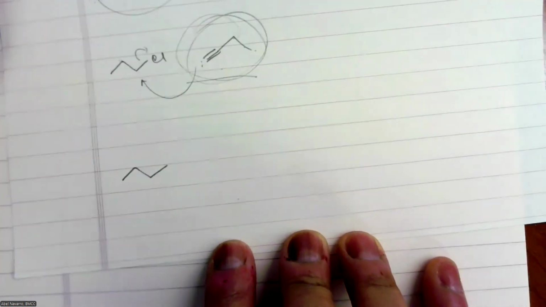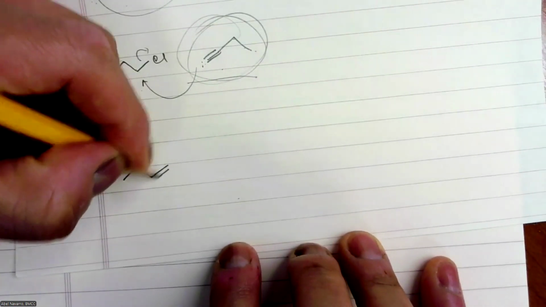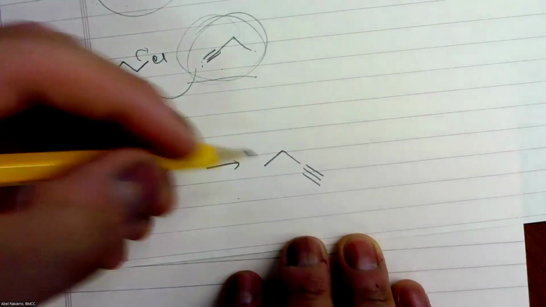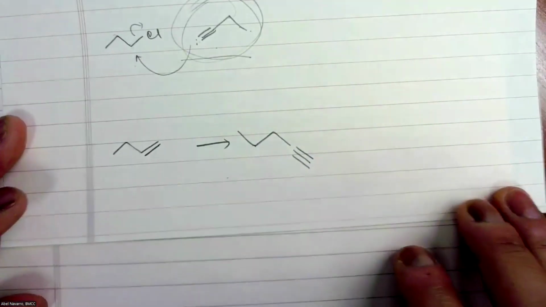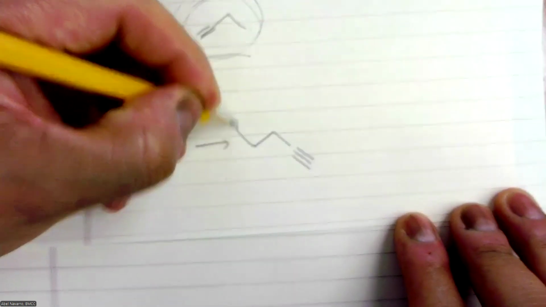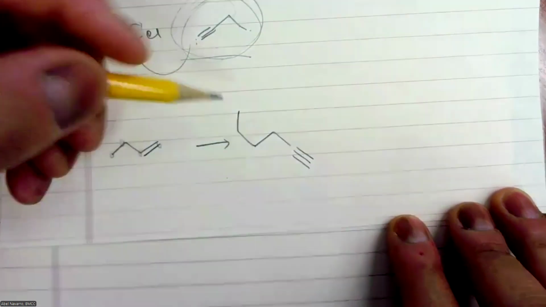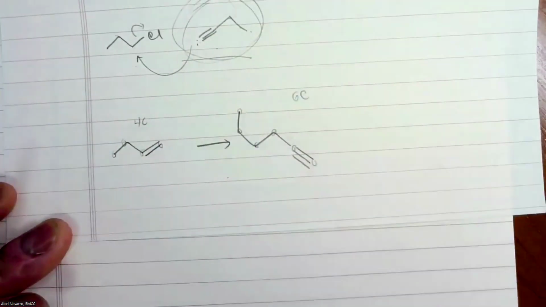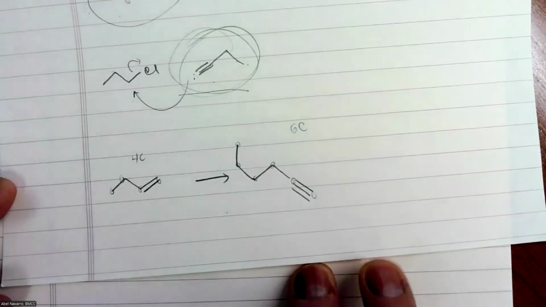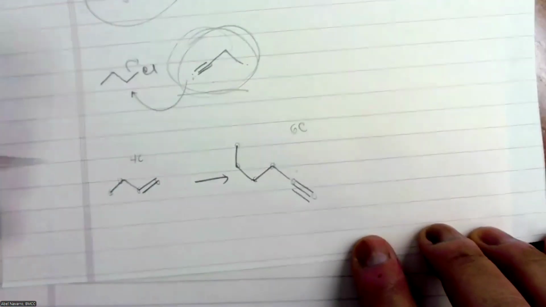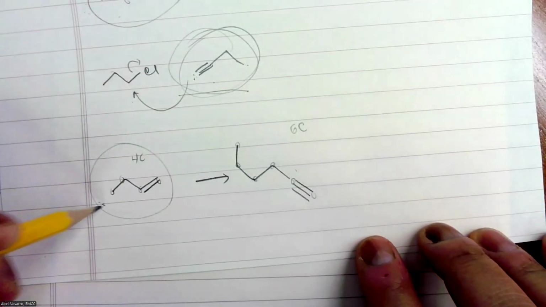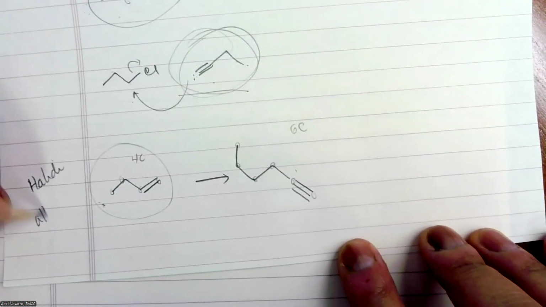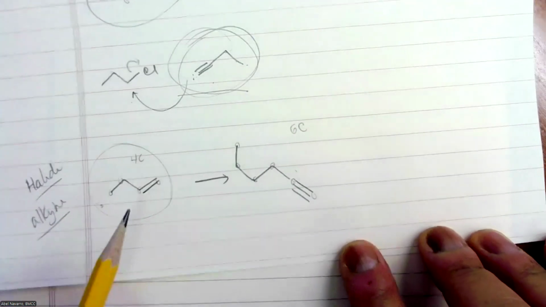Okay, what is this? Same thing here. 1, 2, 3, 4. 1, 2, 3, 4, 5, 6. 6 carbons. Okay, 4 versus 6 carbons. Of course, this one is a chain elongation. Now, my question is, what do you guys think would be easier? Remember that you need an alkyl halide and you need an alkyne. What's easier to make from this?